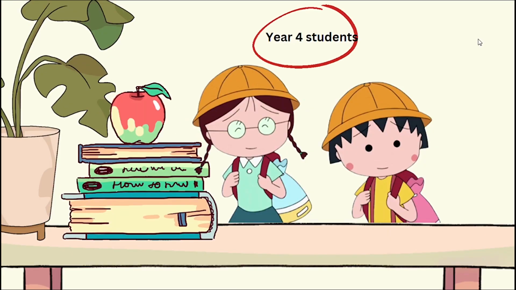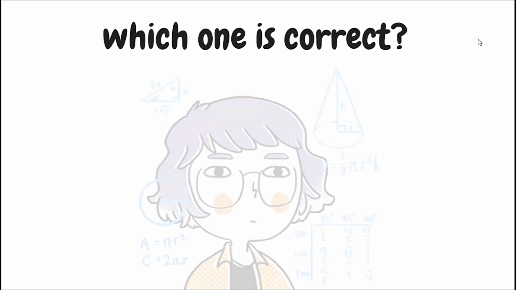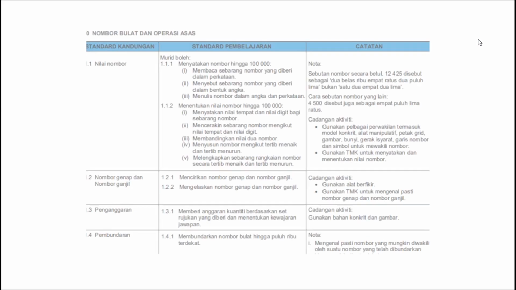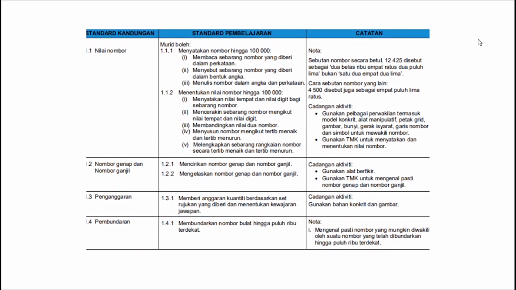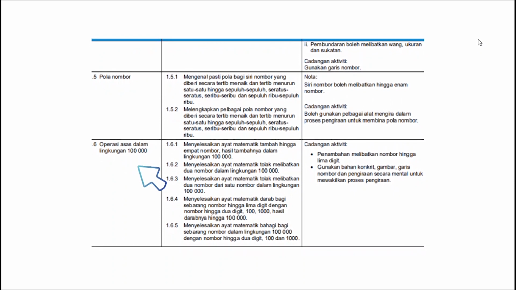Consider the 4-year students. There are girls A and B. Both are answering the math questions. The question is, an ice cream factory produced 12,859 ice cream in March, 20,000 ice cream in April, and 90,804 ice cream in May. How much ice cream did the factory produce from March to May? Answer from girl A and answer from girl B. Which one is correct? Now, let us make an assessment using these two answers. In terms of content standards, we know that the question relates to 1.6 basic operations in the range of 100,000.